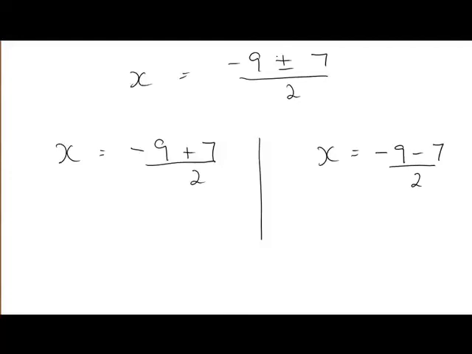So we'll figure out the left hand side first. We've minus 9 plus 7, which gives us minus 2. Minus 2 divided by 2 is equal to minus 1. Here on the right hand side, we've minus 9 minus 7, which is minus 16. Minus 16 divided by 2 is equal to minus 8. So at this point, we've figured out our two values for x, minus 1 and minus 8. So we've solved our quadratic equation.